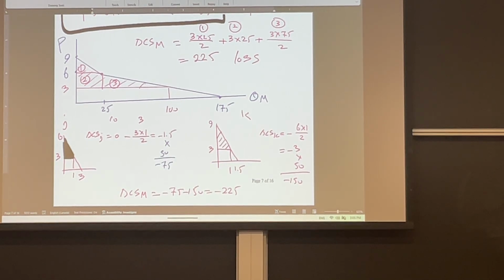No, we have 3 areas. 1 and 3. They're all triangles. 2 is not a triangle. So which one are you talking about? We have 1 and 3 only. We don't have anything else. We don't have anything lower than 3. The surplus remains. It's not lost. So we didn't care about it at all.